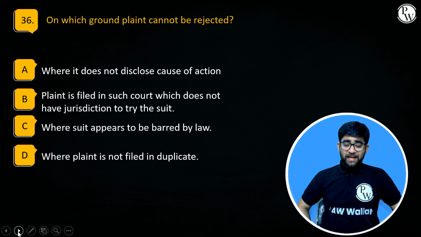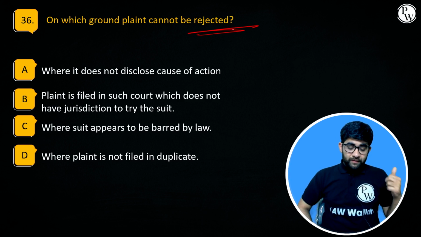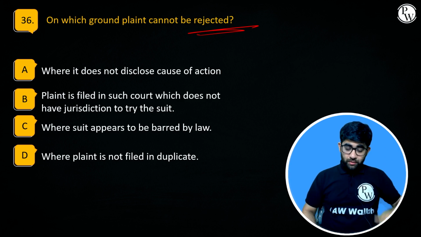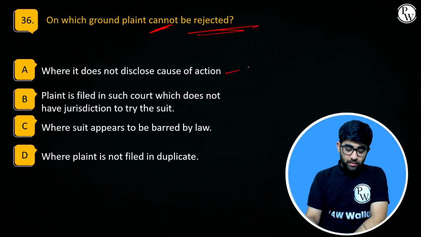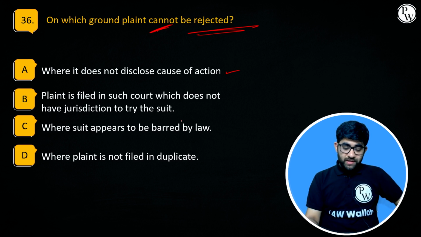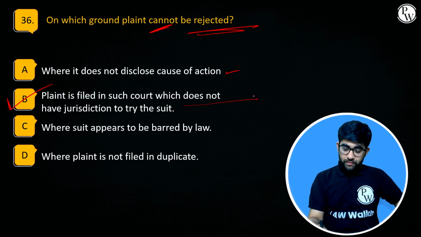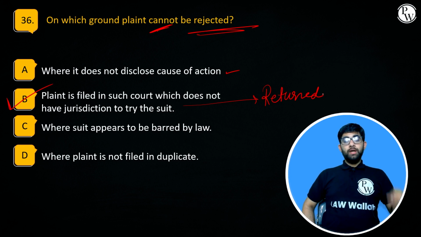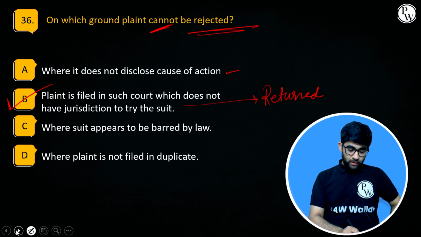On which ground can the plaint not be rejected? Now it is talking about rejected and not returned. So where it does not disclose cause of action, it cannot be. Correct. Plaint is filed in such court which does not have jurisdiction to try the suit. This, because in this case it will be returned. Where the plaint is not filed in duplicate, again it is all rejected.